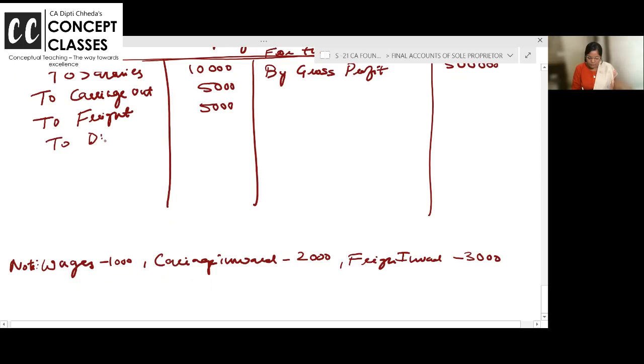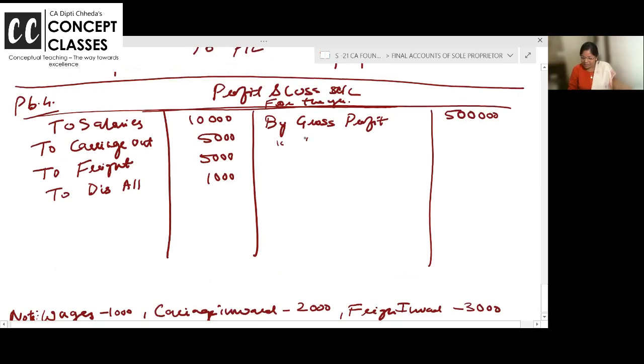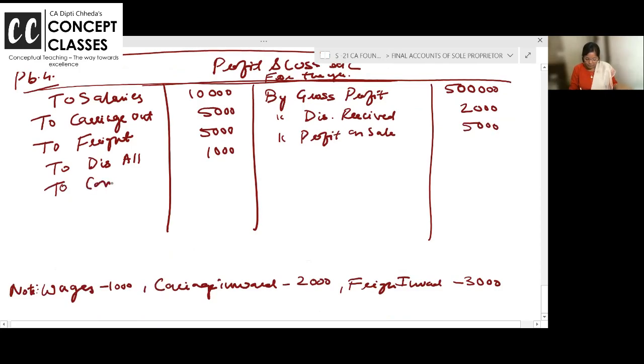Discount allowed. Discount received is your income. Write it on the credit side. Profit on sale of asset. Write it on the credit side. Commission allowed. It's our business related expense. We may also receive commission. Commission received.